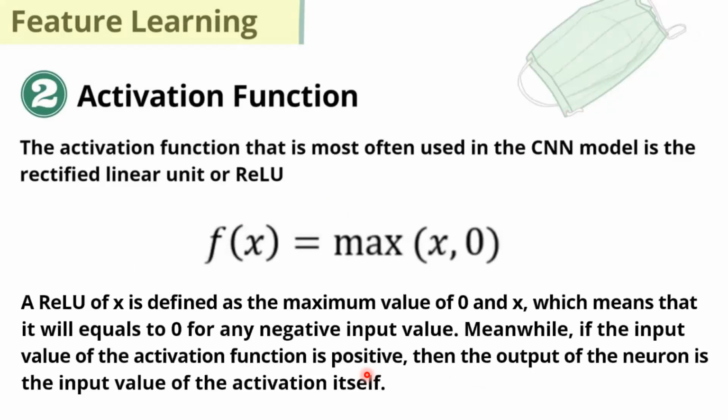The second important point in the feature learning is the activation function. The activation function is at the stage between the convolution and the pooling layer. The activation function that is most often used in the CNN model is the rectified linear unit, or ReLU. A ReLU is defined as the maximum value of x and 0, which means that it will equal 0 for any negative input value. Meanwhile, if the input value of the activation function is positive, then the output of the neuron is the input value of the activation itself.